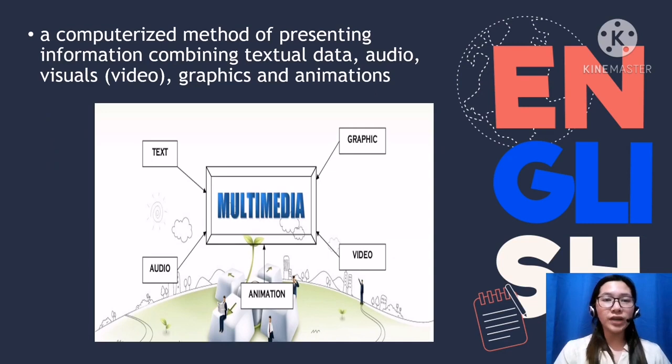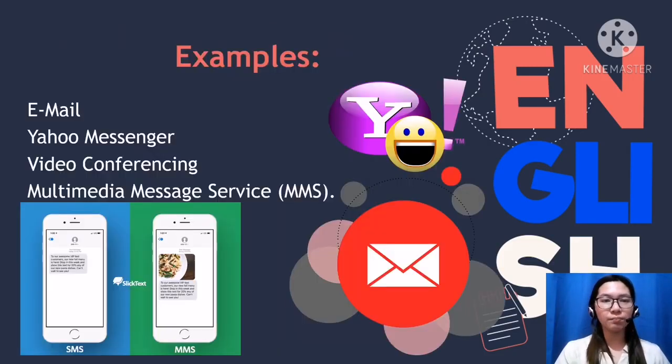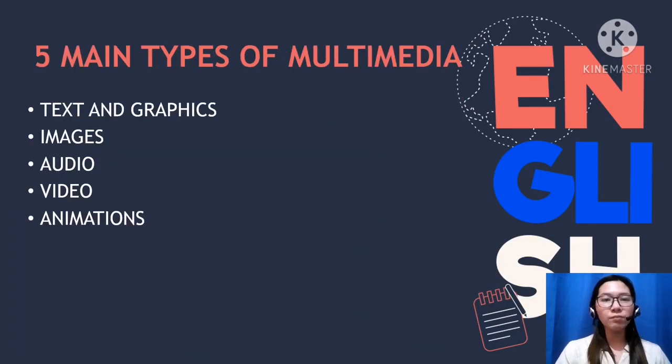It is a computerized method of presenting information combining textual data, audio, visuals, graphics, and animations. Examples of multimedia are email, Yahoo Messenger, video conferencing, multimedia message service, or MMS. There are 5 main types of multimedia. These are text and graphics, images, audio, video, animations.